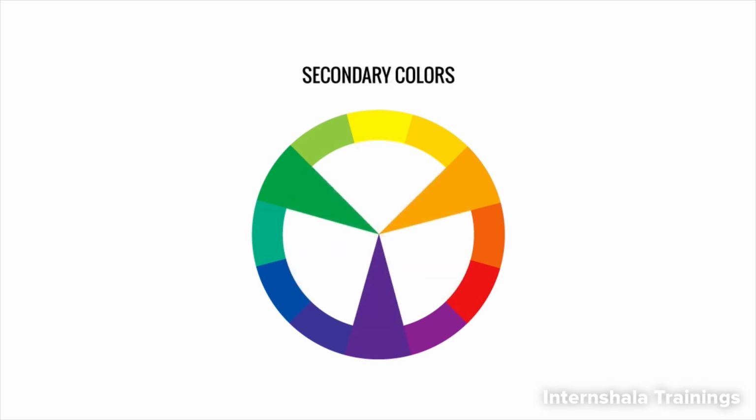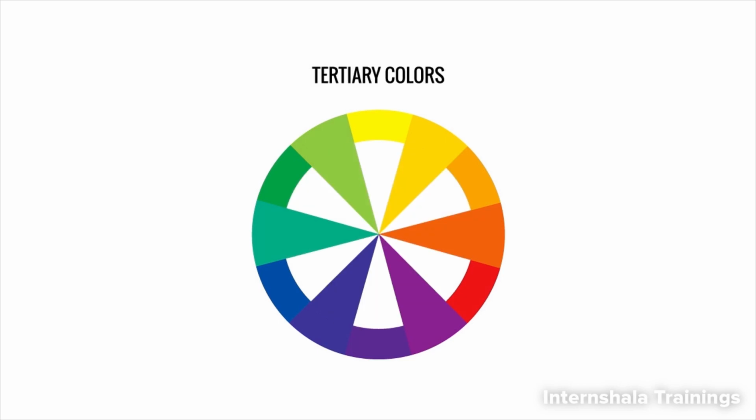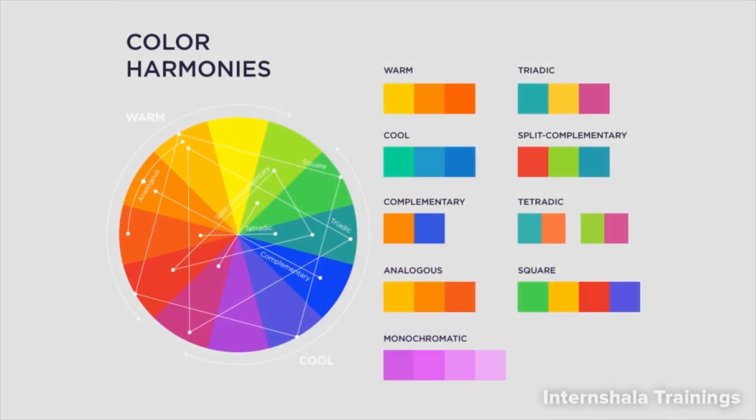Then we have our secondary colors: green, orange, and purple. These colors are formed by mixing the primary colors. And finally, tertiary colors. These are the colors that are formed by mixing secondary colors with primary. Now that you have basic understanding of color, we can dive deeper into the different harmonic rules.